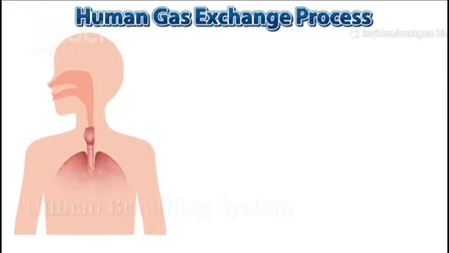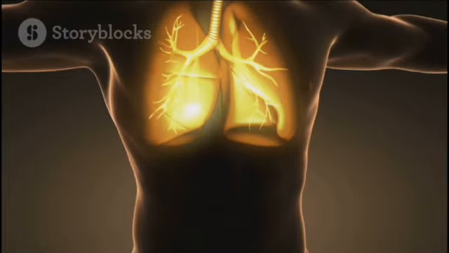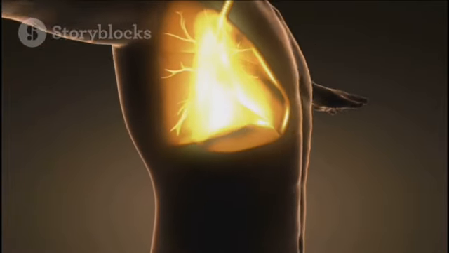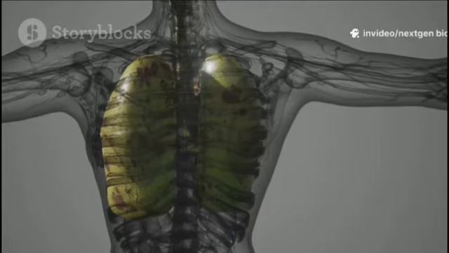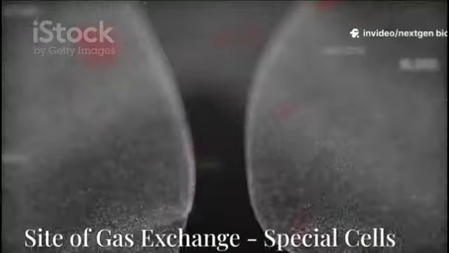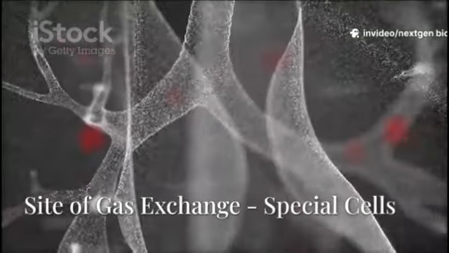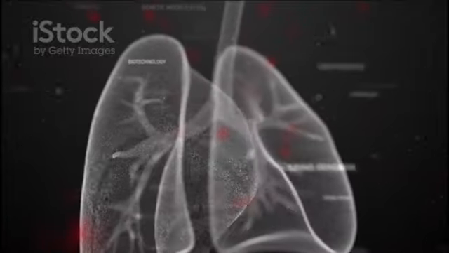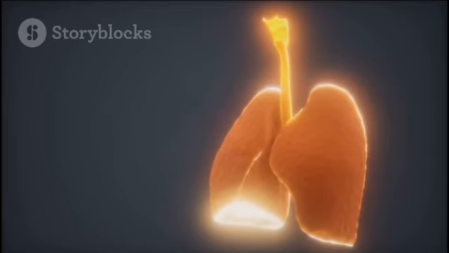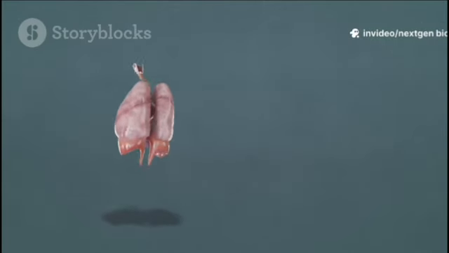Let's look at how gases move in and out of the body. The main parts you need to know are the lungs, trachea, bronchi, alveoli, diaphragm, intercostal muscles, and, of course, the pharynx and larynx. Gas exchange happens in the alveoli, those tiny air sacs in your lungs. Basically, this is where oxygen goes in and carbon dioxide comes out. So the site of gas exchange is the alveoli.